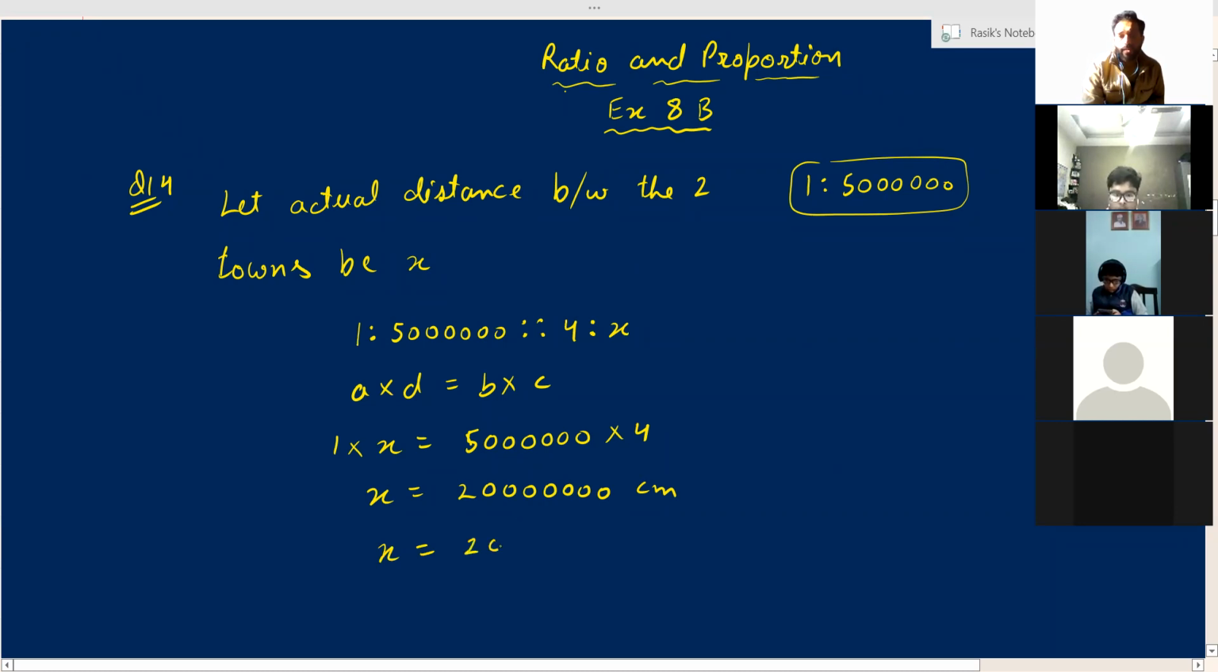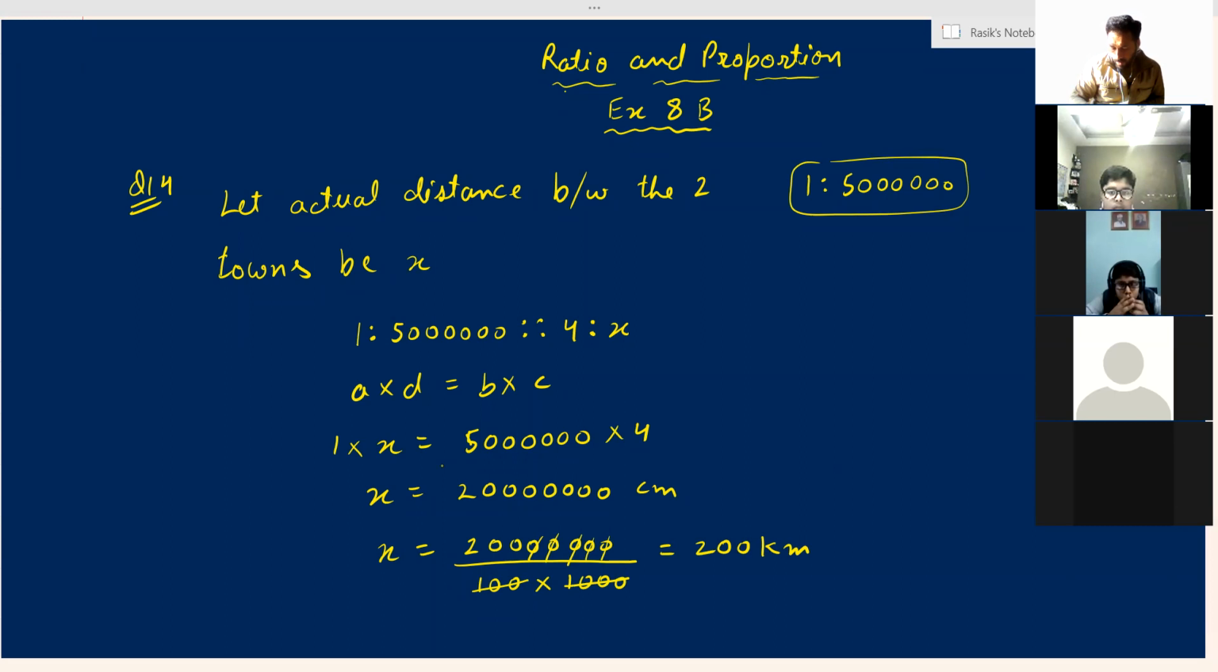How? If you divide 2 crore by 100, it will change in meters, and from meter to kilometer you divide by 1000 also. So that means remove 5 zeros. 1, 2, 3, 4, 5. Okay, what do we get? We get 200 kilometers as the answer. Understood, all of you? Sir, I have done by another method, but the answer is the same. You can post your method in the group.